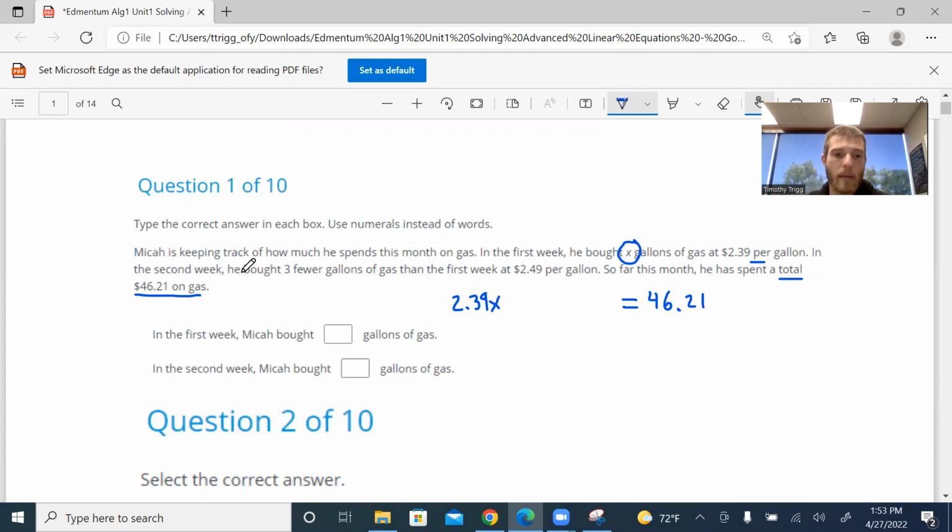Notice in the second week, he bought 3 fewer gallons. So in the first week, he bought X gallons. In the next week, he bought 3 fewer than that. So in the next week, I'm going to put plus, the price for next week was $2.49. But this time he didn't buy X gallons. He bought X minus 3. So 3 fewer gallons that week.